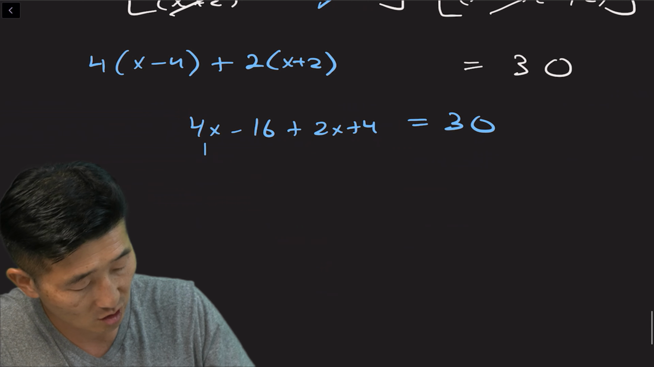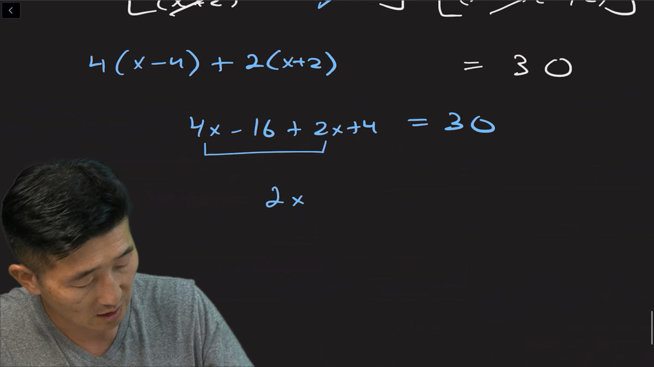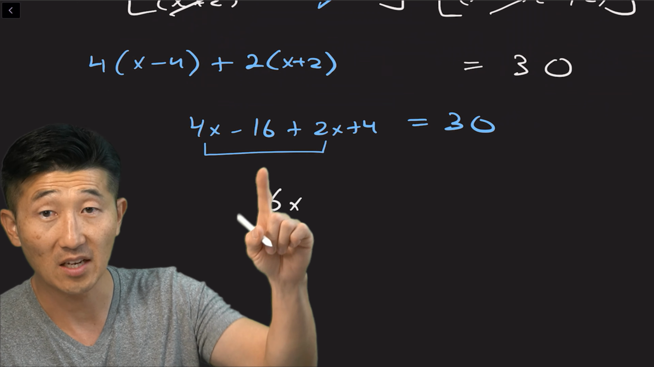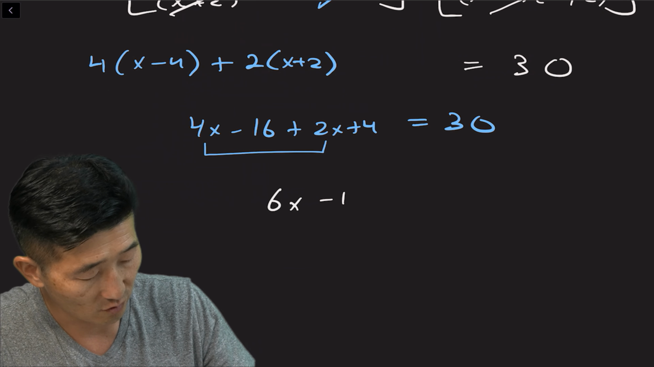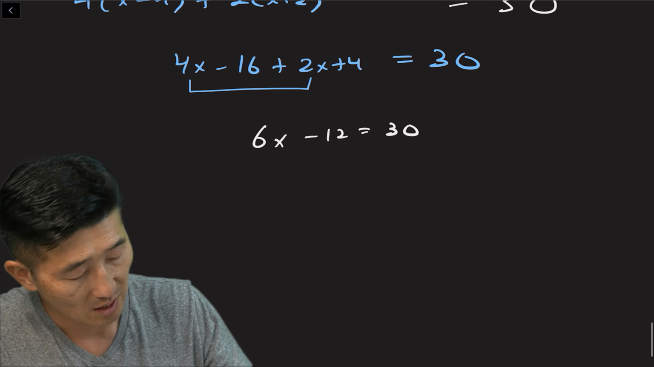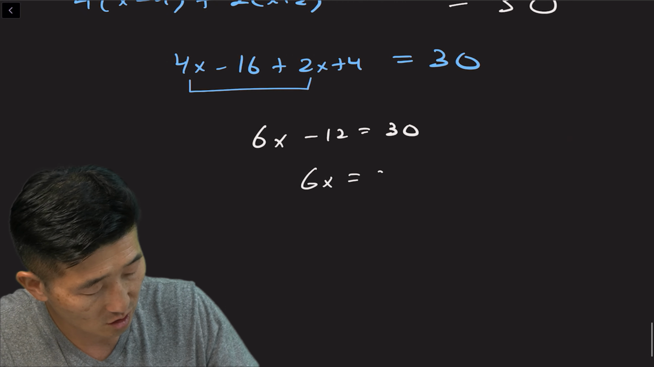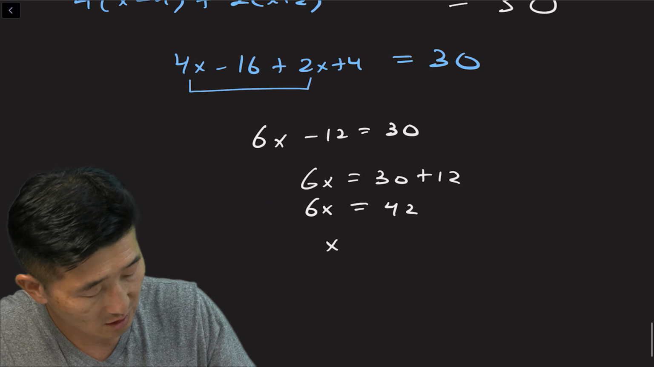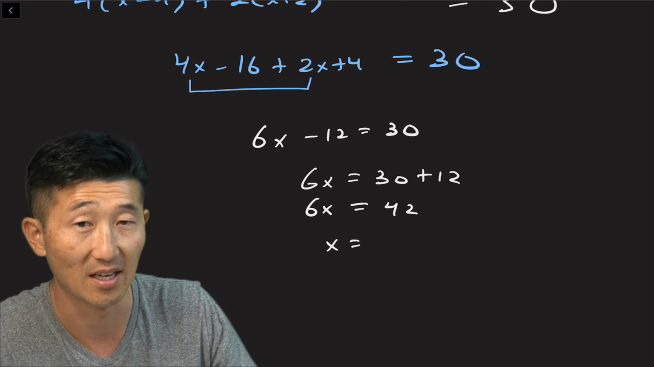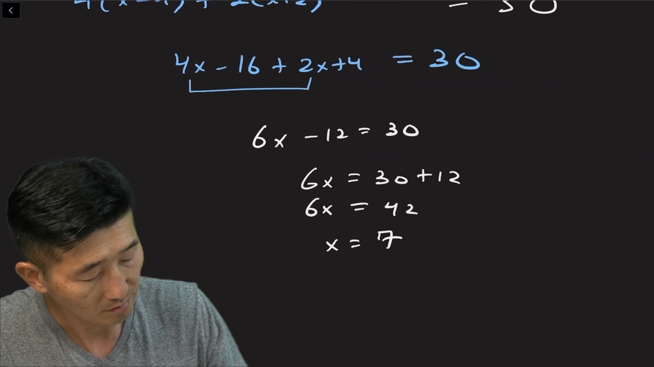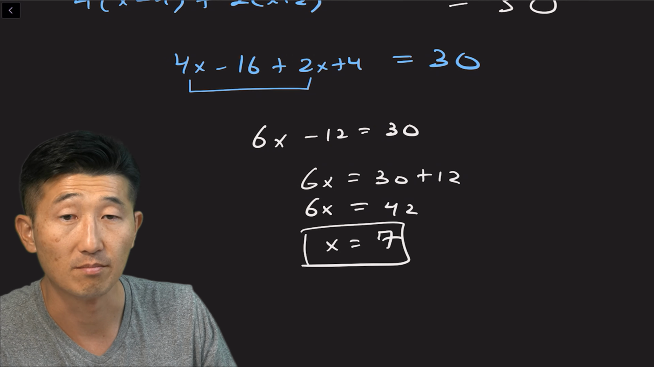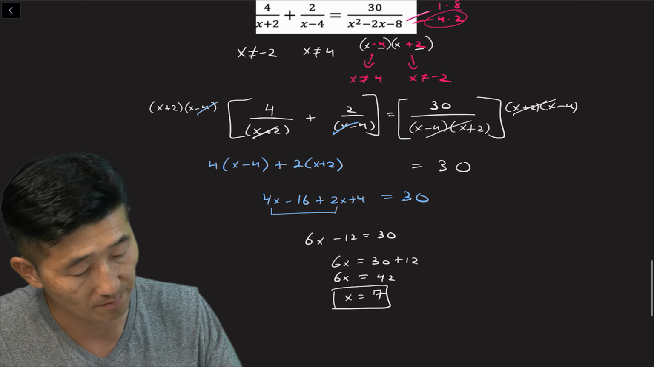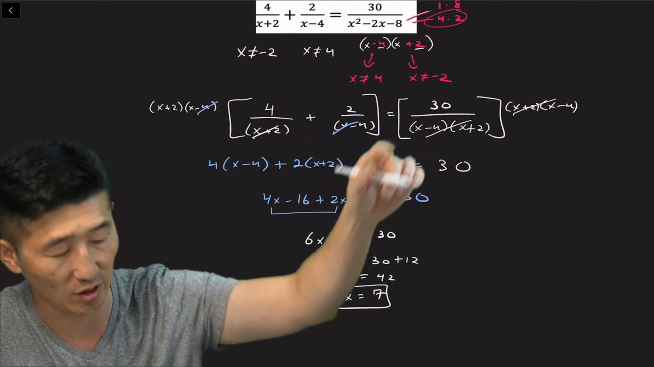30. Combine like terms. 4x and 2x becomes, sorry, 6x. And negative 16 plus 4 will become negative 12. And you add 12 to both sides. 30 plus 12 becomes 42. And x equals 7. Is this a permissible answer? And we see that, yep, 7 is not excluded.